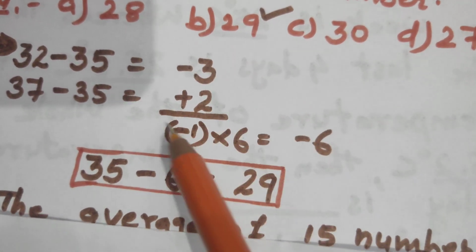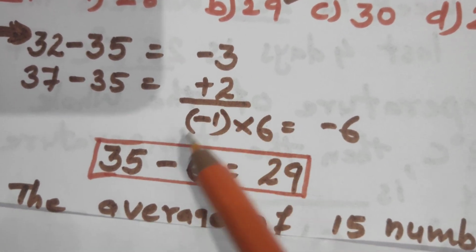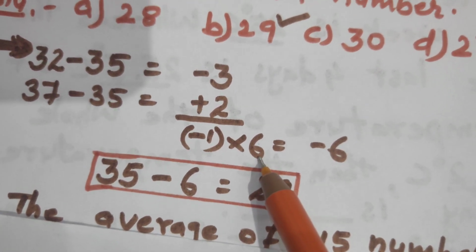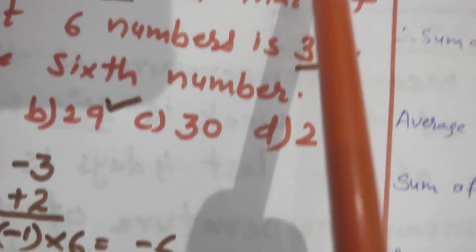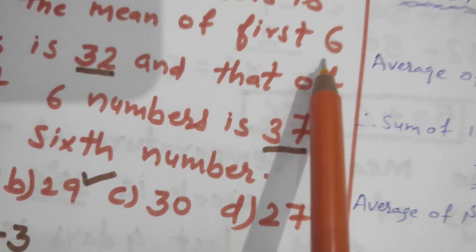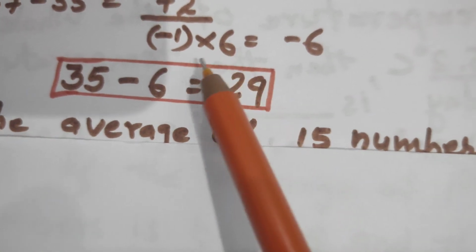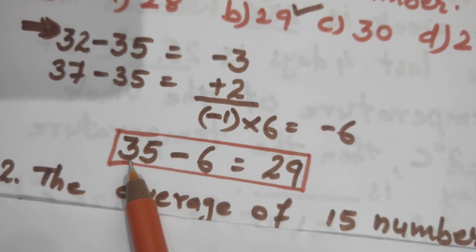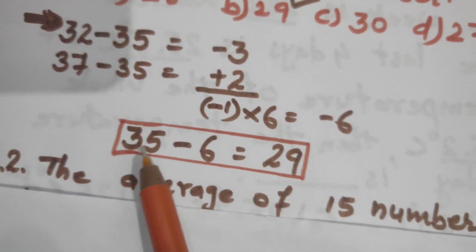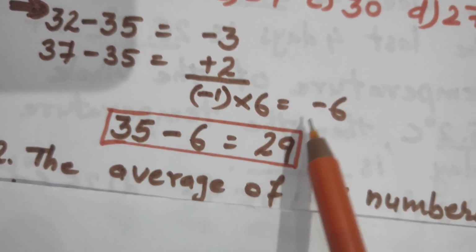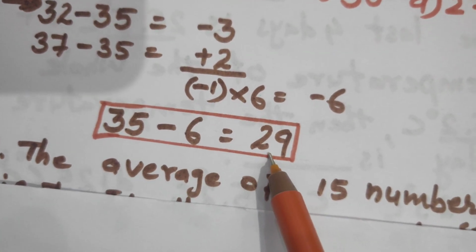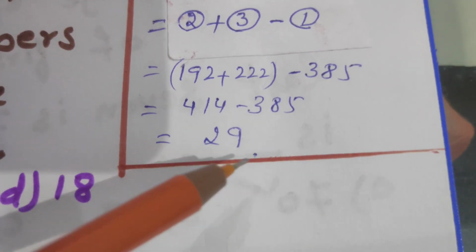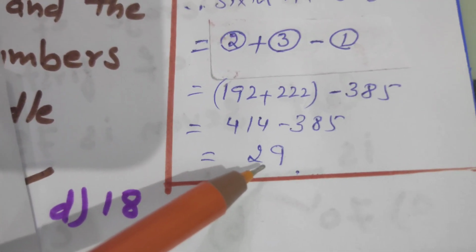Now from this what we will get? Minus 3 plus 2 will be minus 1, and we will multiply by 6. Why? Because here there are 6 observations, first 6 and last 6. So we will multiply by 6, that is minus 6. Now we will write the whole average, that is 35 minus 6, it will be 29. So we are getting the same answer as we got with the traditional method.